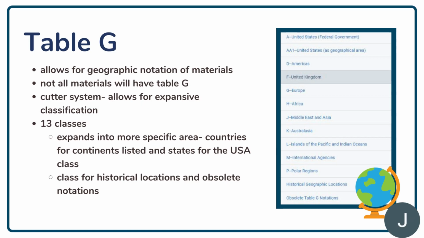Table G is the second cutter number system that NLM employs, and G is for geography. Table G notations tell us where the material is derived from. Table G notations are represented by letters A, AA1 to P. Not all materials will have Table G. Only if the location is emphasized in the material will it be added to an NLM class number.